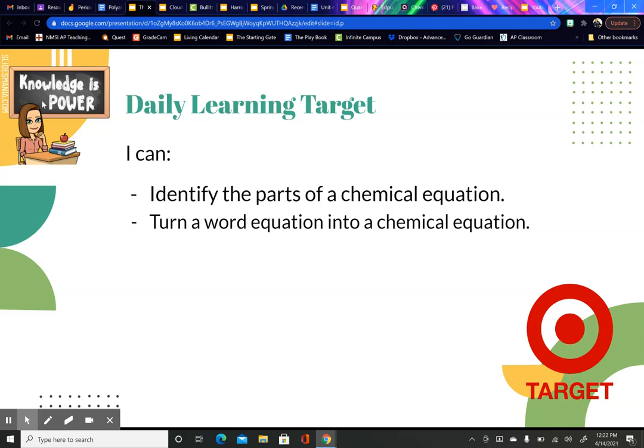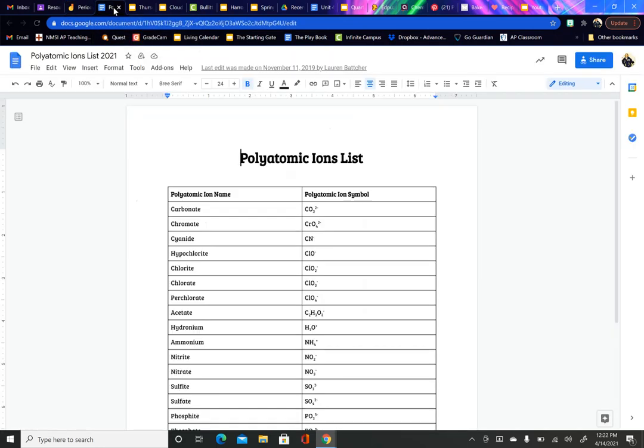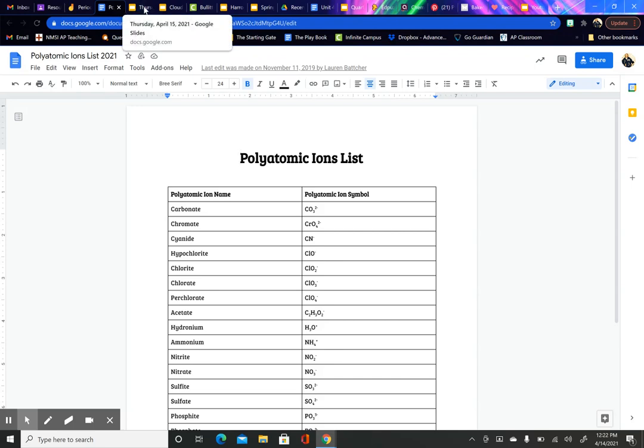What I would like to make sure that you do at this point is go into either your folder or your Google Classroom and open up your periodic table and polyatomic ion list. So I've got that Jamboard periodic table that's in Google Classroom, and there's also a polyatomic ion list located in Google Classroom. You might have these in your folder, though. If you are absent today and you normally are in person, you probably have these handouts. Otherwise, you can just pull up the digital version in the background.